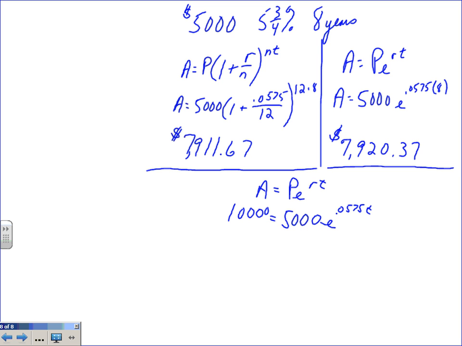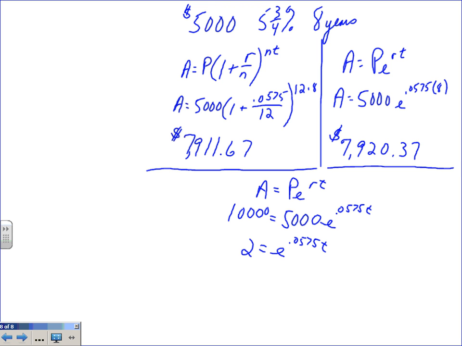Okay? Divide both sides by 5,000. And what do we get? 2 equals e to the 0.0575 t. All right?